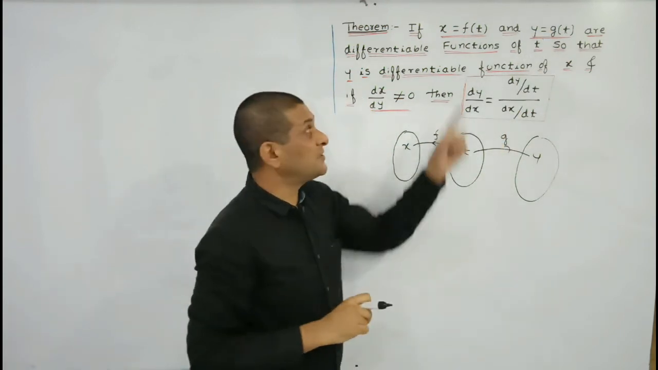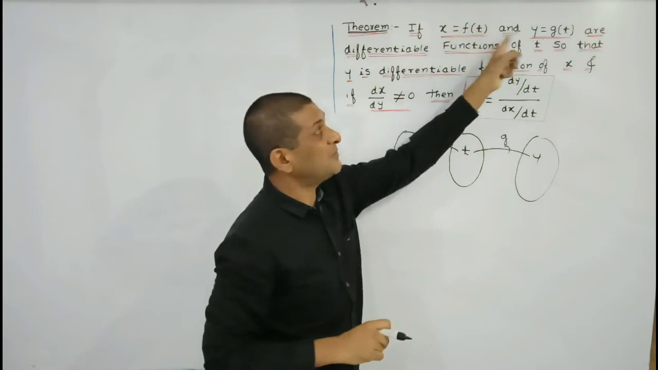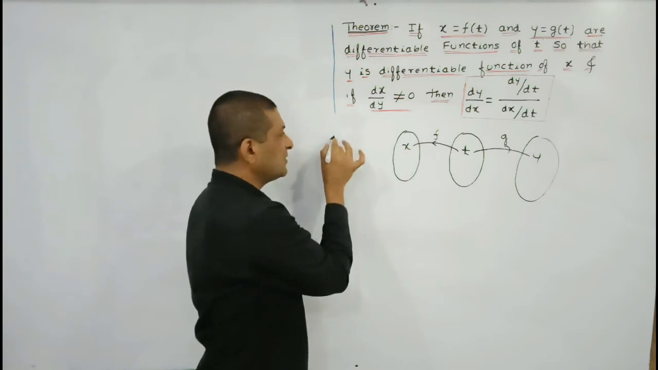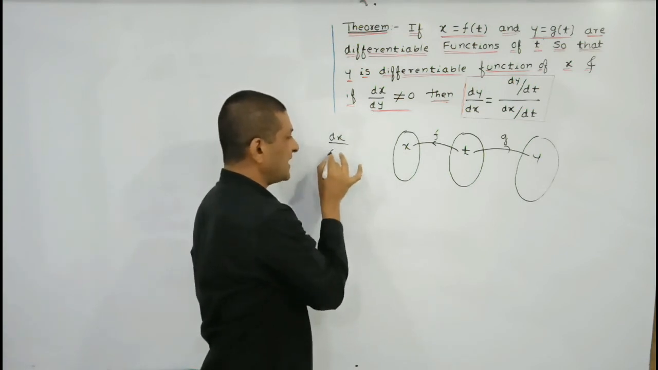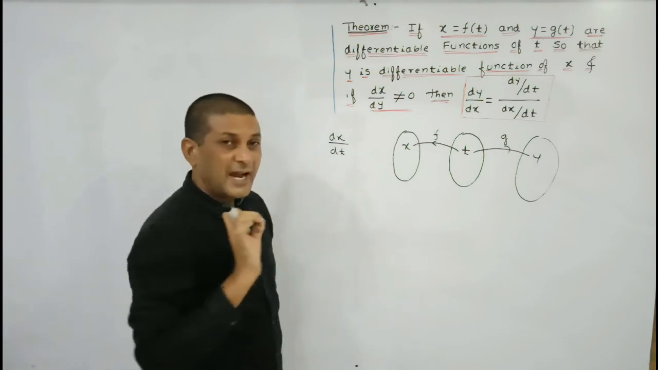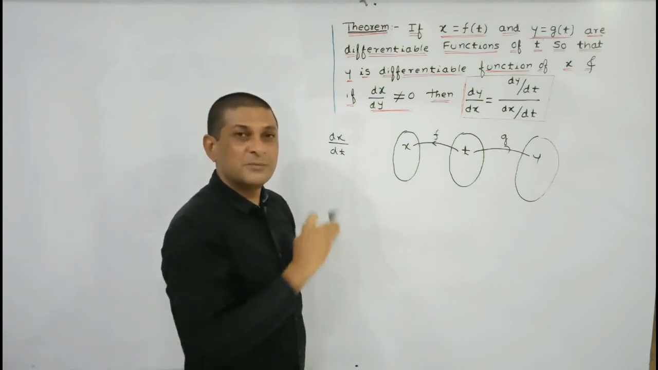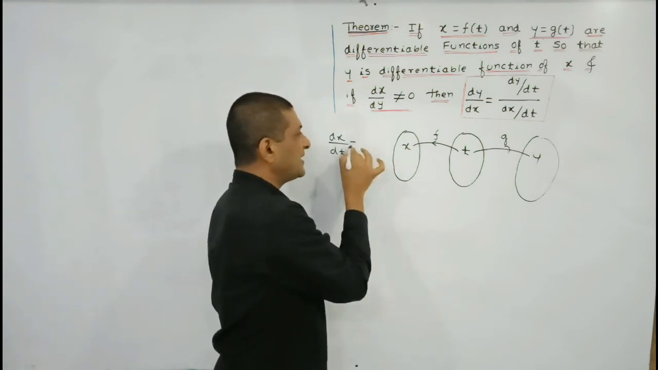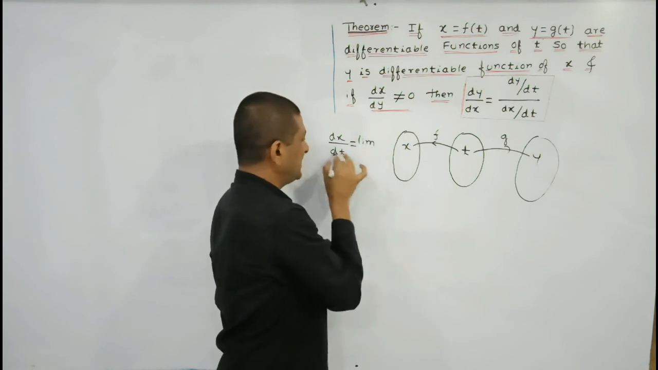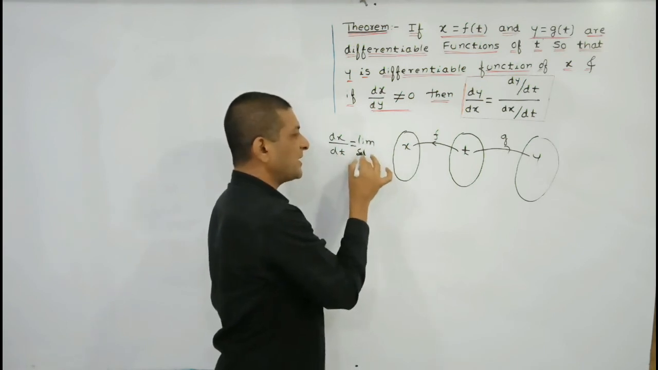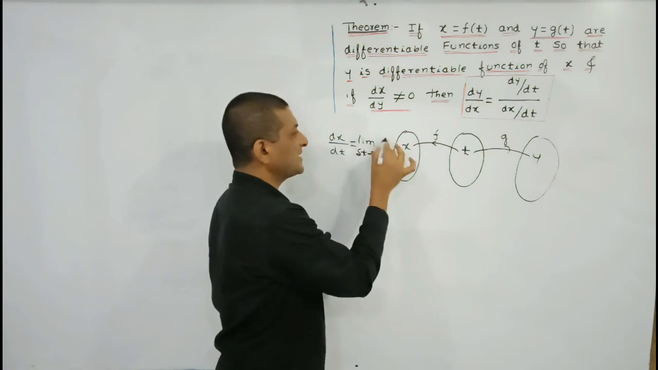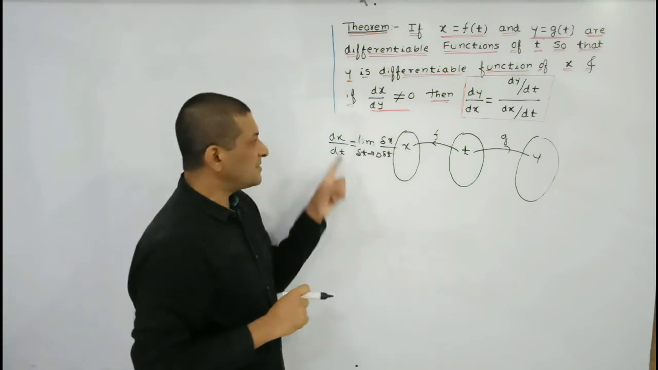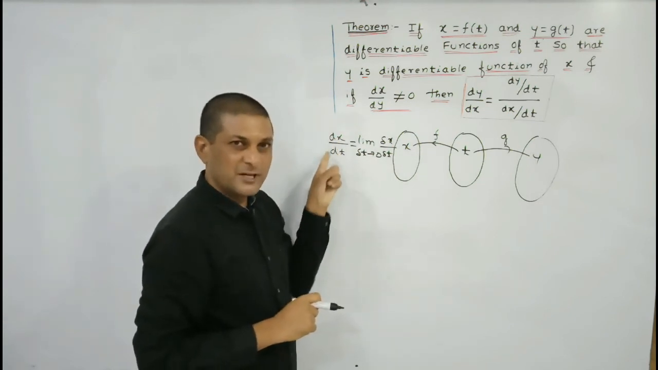Also, what is given to us is that x and y are differentiable functions of t. Meaning x is a differentiable function of t. Symbolically it will be denoted by dx by dt. If x is a differentiable function of t, meaning x can be differentiated with respect to t, then according to the definition of the derivative, which limit exists? Limit delta t tends to 0, delta x upon delta t. Here there is dx, so delta x, and here there is dt, so delta t. If x is a differentiable function of t, then it will be denoted by this notation.